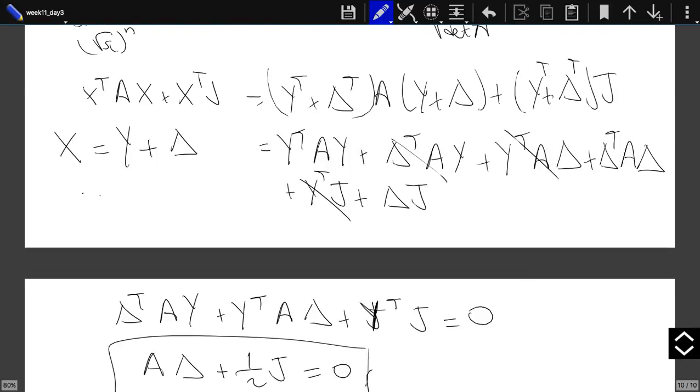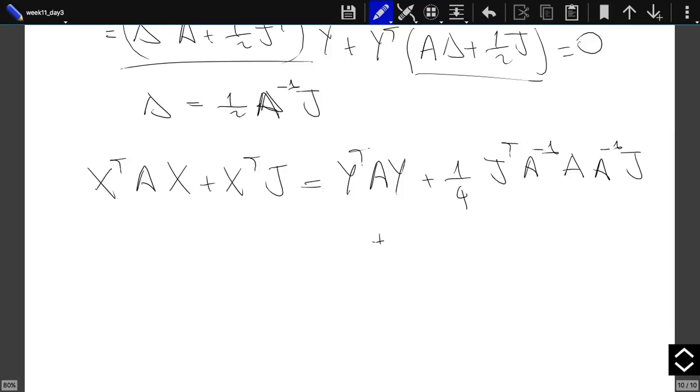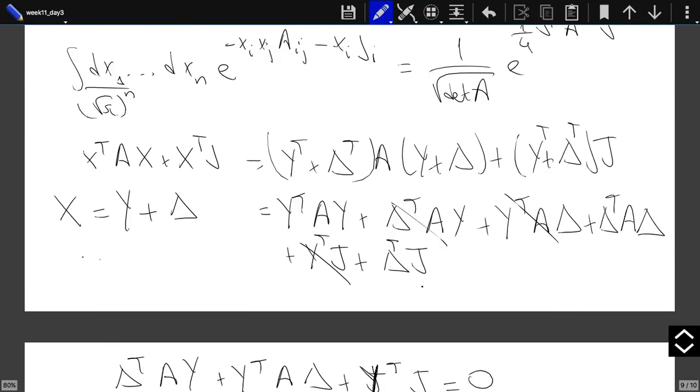Now, did we make a mistake over here? Delta transpose J, yes. Delta transpose is J transpose A inverse J with a 1 over 2. So here, let's see, do we have any other mistakes? So these are linear terms, they cancel. We have delta transpose J, delta transpose A delta.